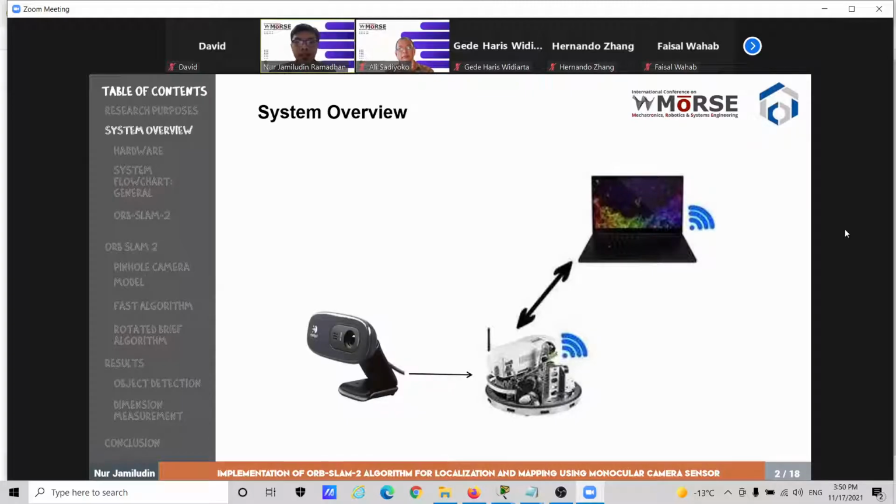This is the system overview. It's simple. We use a Logitech webcam series C920 monocular camera mounted and attached to the Robotino 3 mobile robot with ROS, or Robot Operating System, installed. And then the Robotino will communicate wirelessly to the server computer.